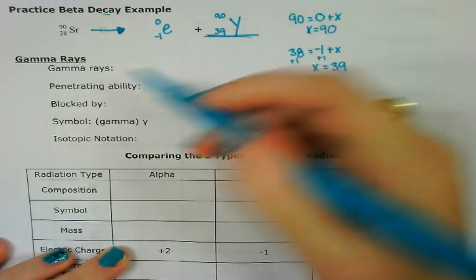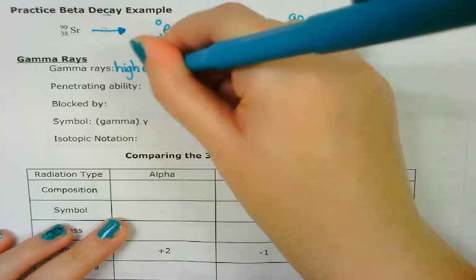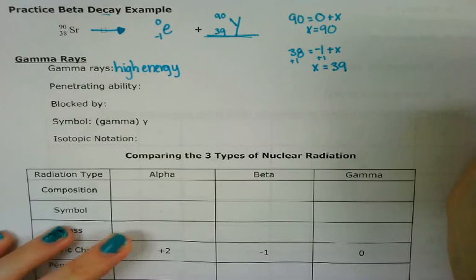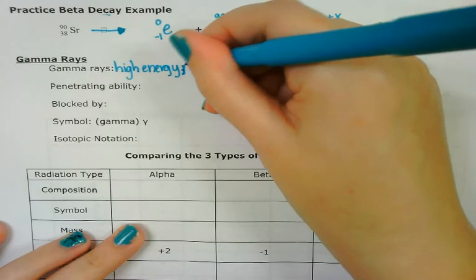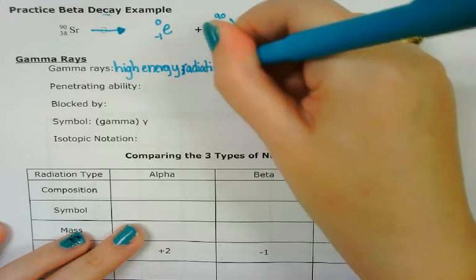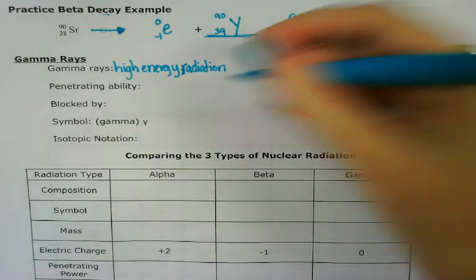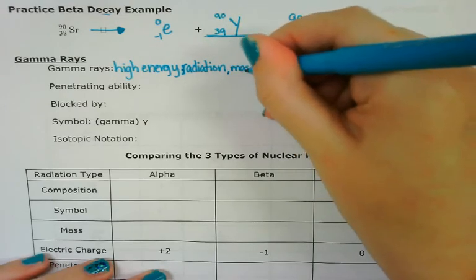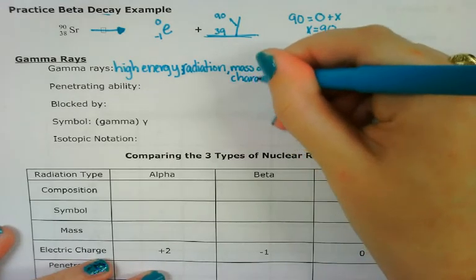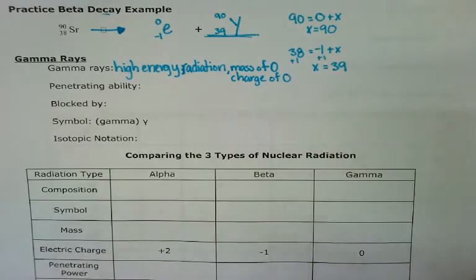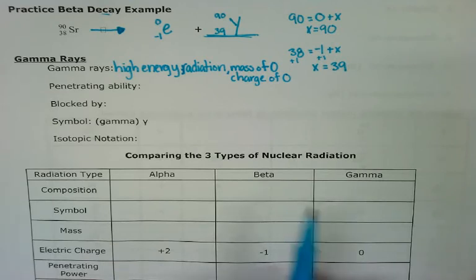But gamma rays are high energy. Oh, sorry, I forgot a word. High energy radiation. So when they emit radiation, it's really high in energy. It's got a mass of 0, as well as a charge of 0. Mass is 0, charge is 0. Super easy, like I said.